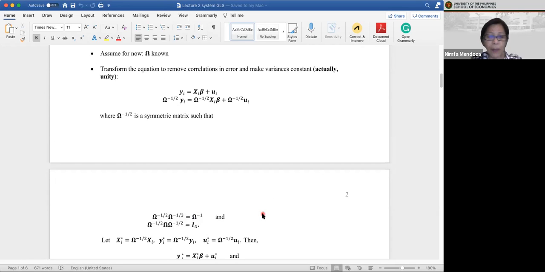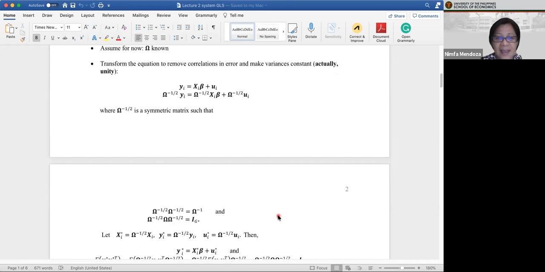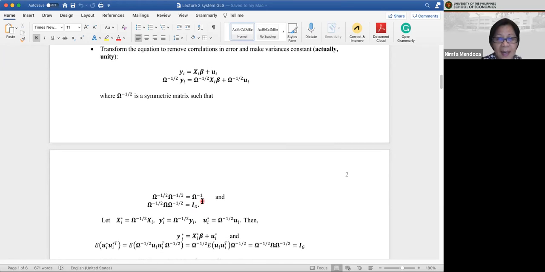Loosely speaking, omega to the minus 1/2 is the square root of the inverse matrix. Furthermore, if you pre-multiply omega by omega to the minus 1/2 and post-multiply by the same matrix, you get back the identity matrix. We would use these properties of omega to the minus 1/2 in deriving the GLS estimator and its properties.